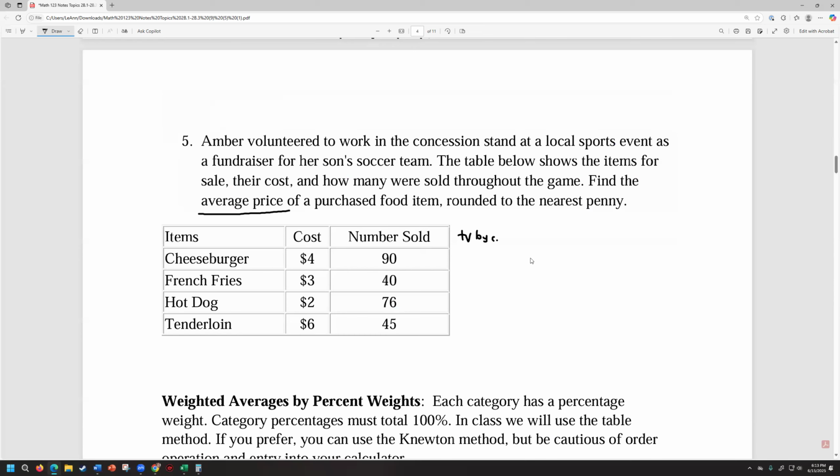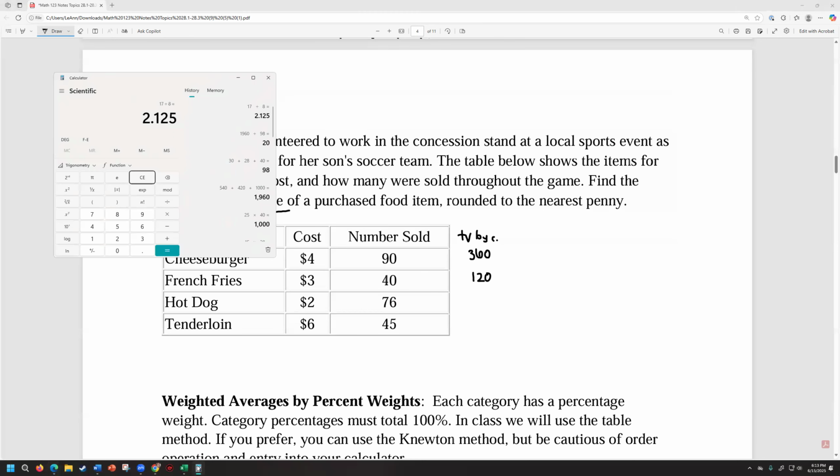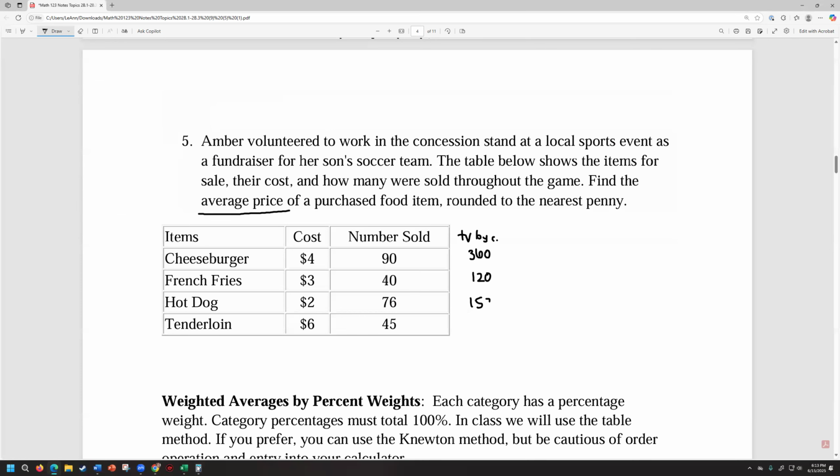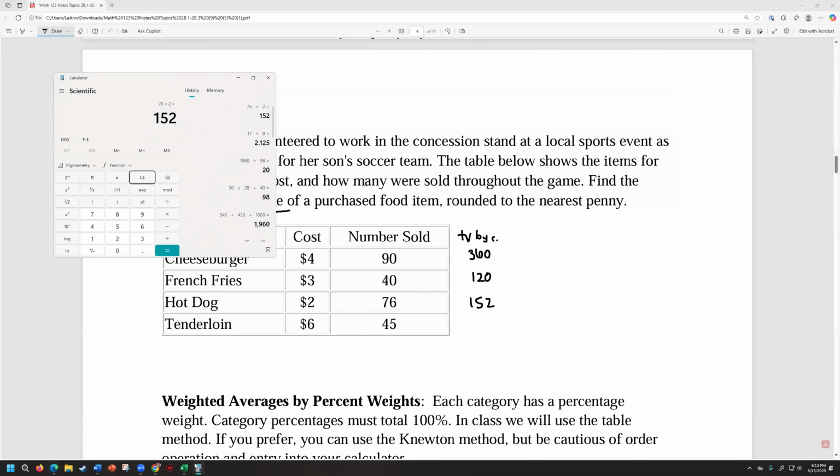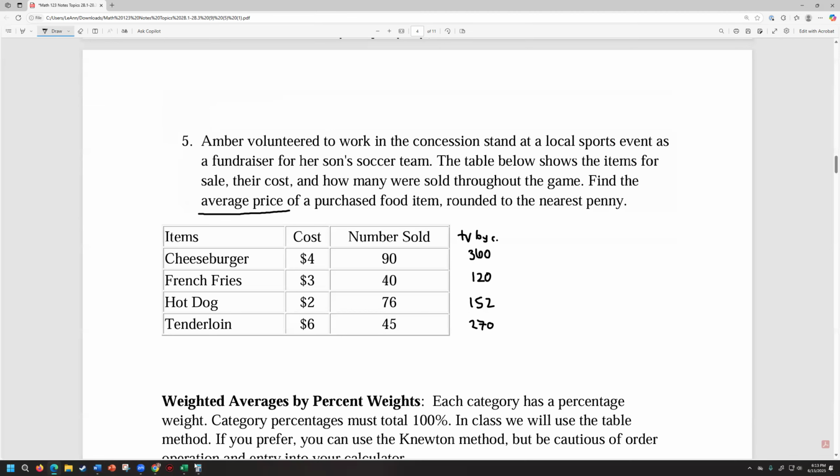So we're going to multiply all these out. So 4 times, because they sold 90 of the cheeseburgers, that'd be $360 total they made from that. 3 times 40 would be 120. I don't know 2 times 76 off the top of my head. That's 152. And 6 times 45, I don't know as well. So that's 270. Remember, this is just a way to add this $4 90 times and this $3 40 times. We're just multiplying to make our lives easier since it's the same value over and over again.